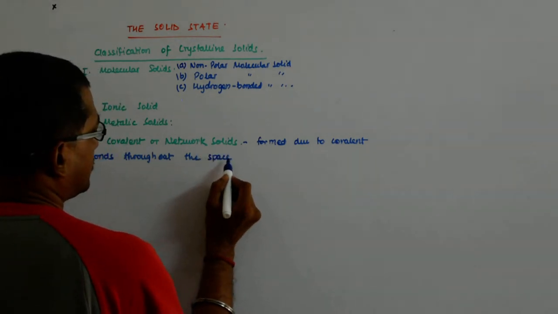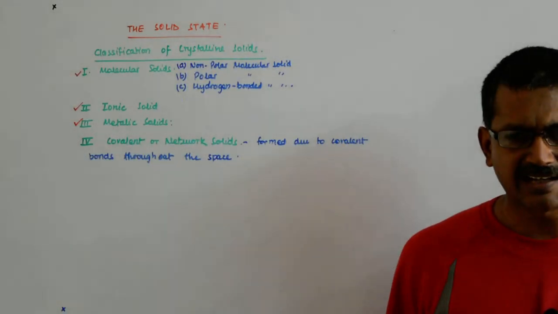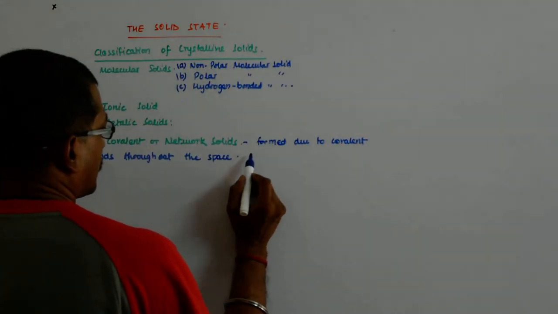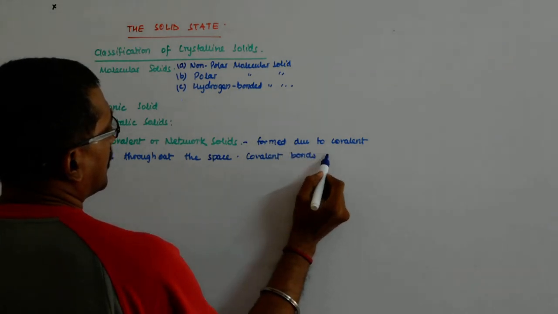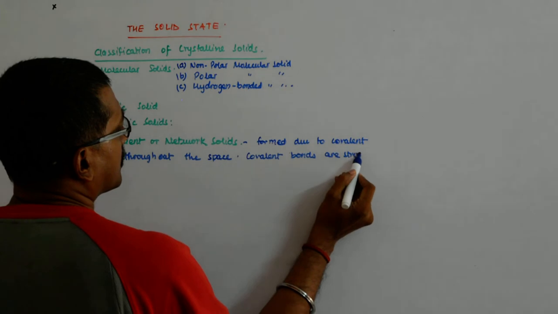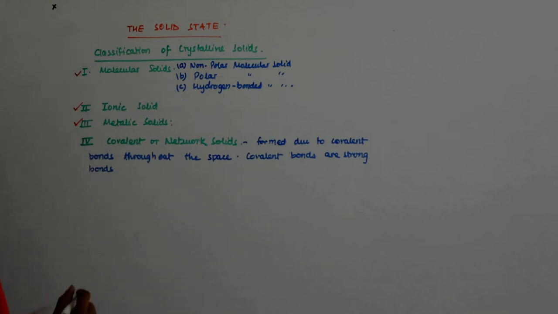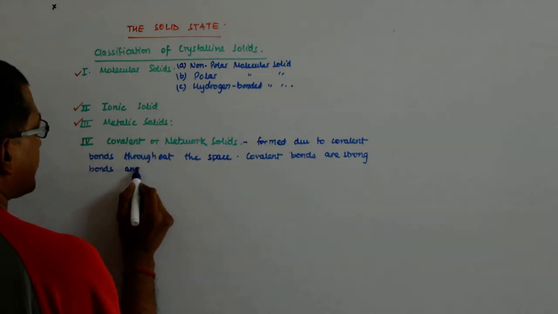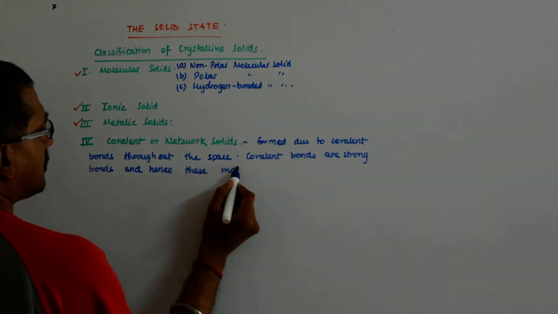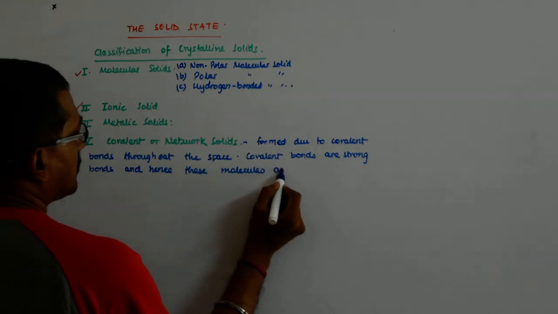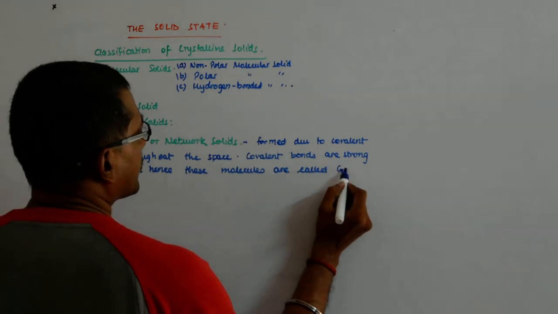Throughout the space, the covalent bonds are strong and at times directional in nature. So covalent bonds are strong bonds, and hence these molecules are called giant molecules.